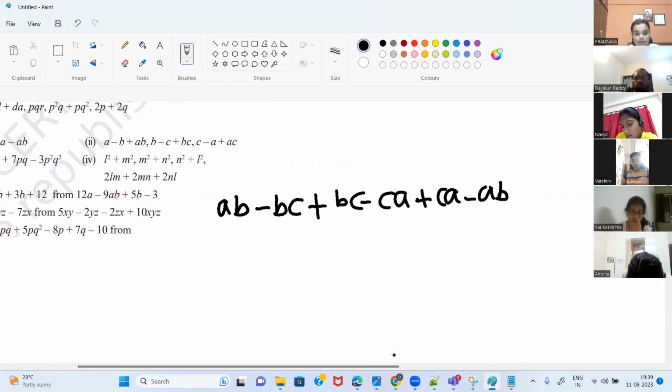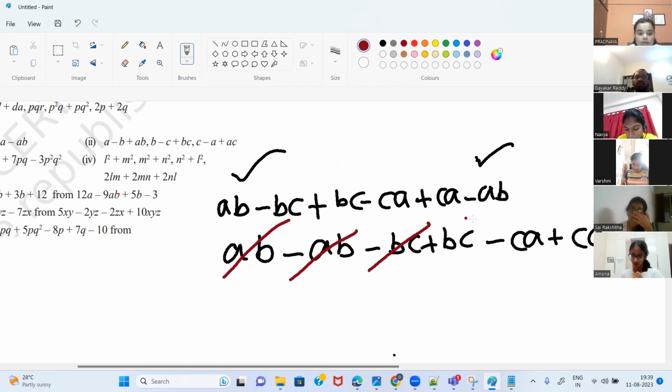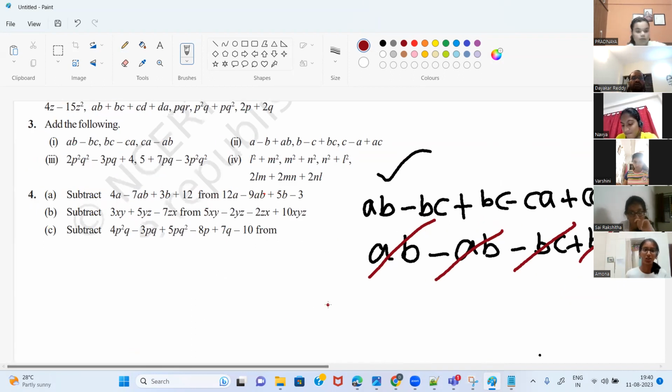You can group together, as you learned initially. AB and minus AB, you can cancel directly. Then minus BC plus BC, minus CA plus CA. What can we do here? Cancel, right? So the answer is zero. You are right.